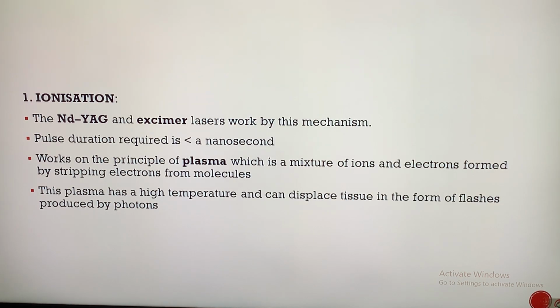Effects of laser can be classified into three main types: ionization, thermal effects, and photochemical effects. In ionization, the ionization mechanism is used in Nd:YAG and excimer lasers. For that, pulse duration is less than a nanosecond, and it works on the principle of molecules being converted into plasma. This plasma is a high temperature and it can lead to tissue disruption by the produced photons.